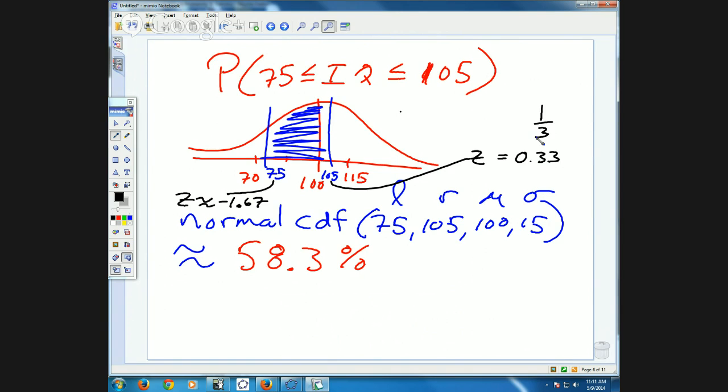So if I ask this question, what percent of people have IQs whose z-score is between 1.67 below and 0.33 above the mean? About 58.3%. It doesn't matter whether you refer to the z-score or whether you refer to the actual score.